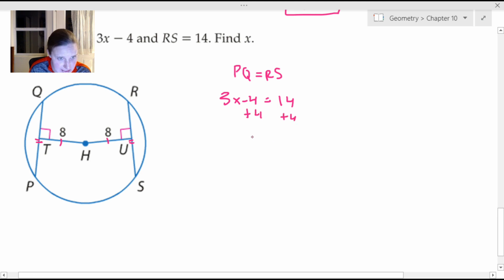Add 4 to both sides. I get 3x is equal to 18. And then I divide by 3. X is equal to 6. Is that what it is asking for? It said find x. Great, we found x.